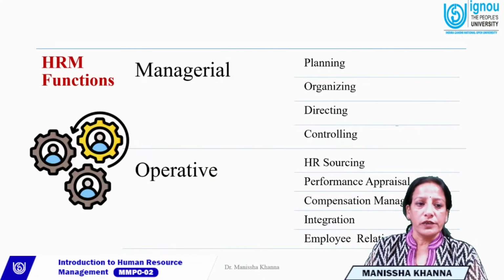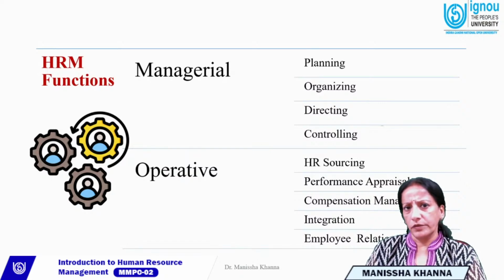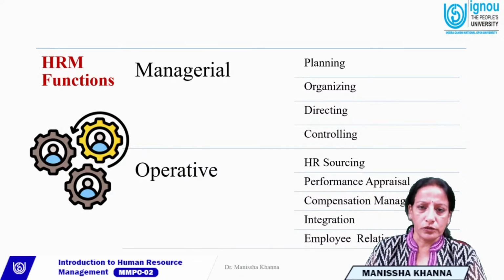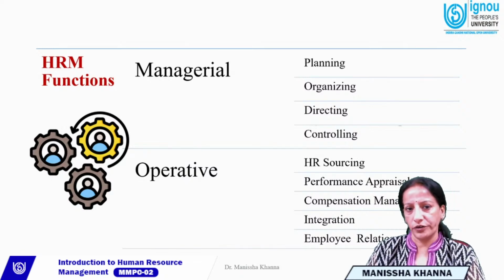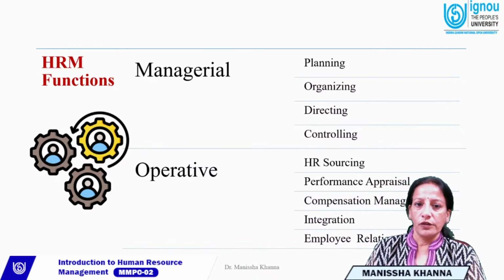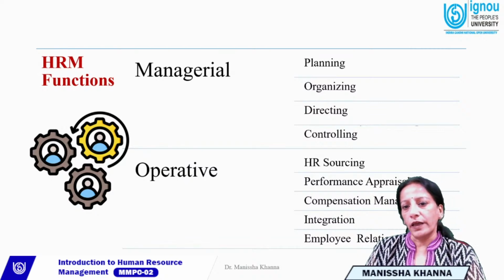Let's see what the HRM functions mainly are. They are bifurcated under two functions, managerial and operative. Managerial is all about planning, organizing, directing, and controlling, whereas operative functions relate to HR resourcing, performance appraisal, compensation management, integration, and employee relations. Let's talk about managerial planning, where HRP, we discussed that. Human resource planning is there.